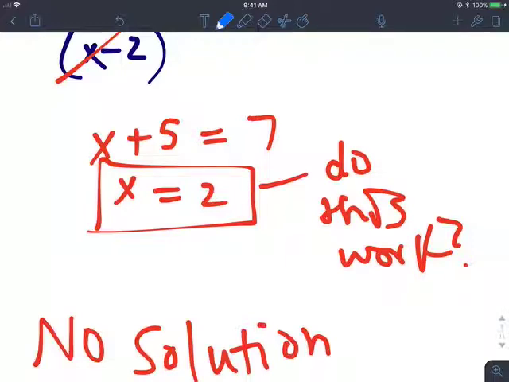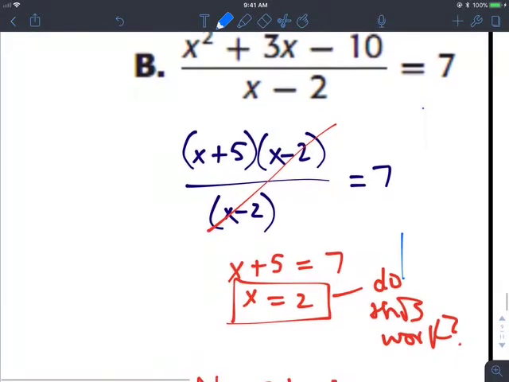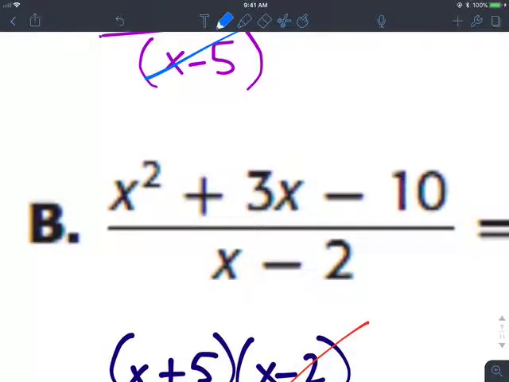And now you want to ask yourself, does this answer work? It doesn't work. How come? That's true, you get 0 on the bottom. But I want to start using mathematical language more precisely. You cannot input 2 into this function because this function is undefined at x equal to 2. That's mathematical communication. We're going to need to be able to write like that on a test.